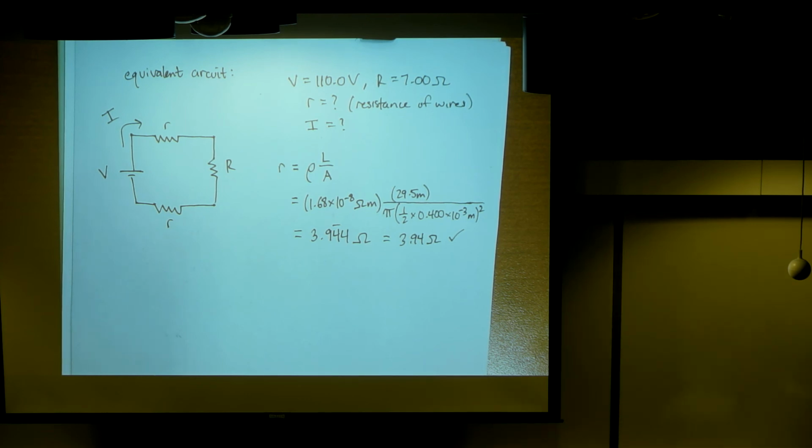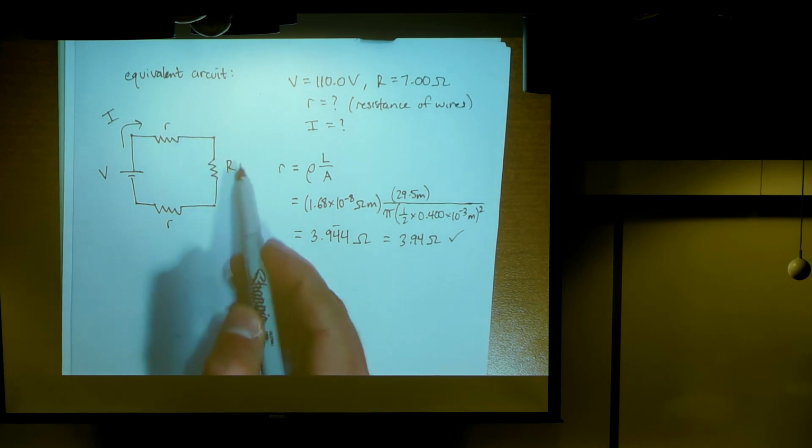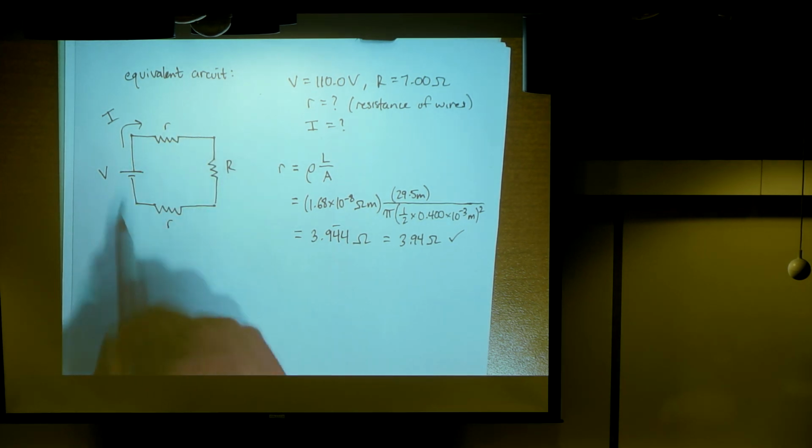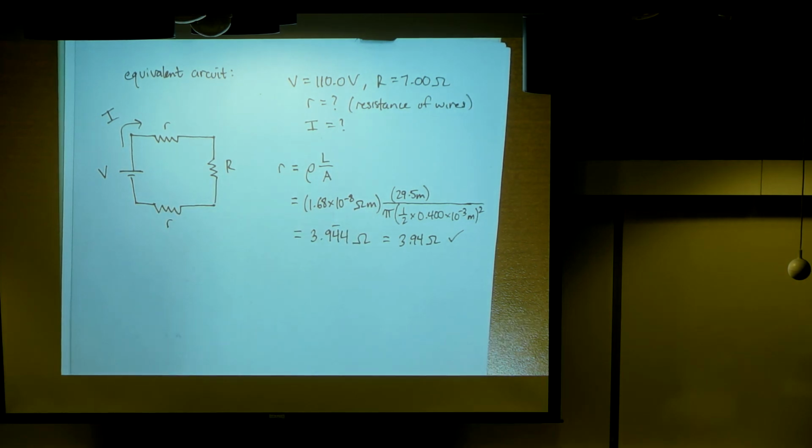Now I want to find the current. To do this, I have to account for the fact that there's resistance not only in our device, but in the wires that are connecting our power source to our device. In fact, there's a lot of resistance in the wires. We can't really ignore it. It's pretty comparable to the resistance of our device, right?